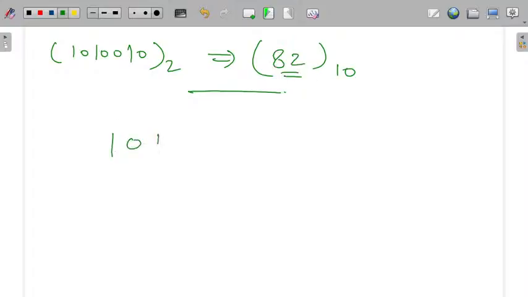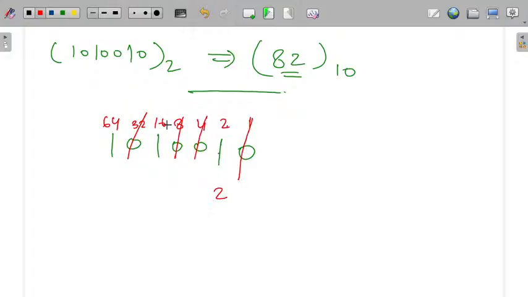Let's see, 1 0 1 0 0 1 0, and it should start from 1, 2, 4, 8, 16, 32, and 64. So wherever the 0s are, you have to cut that. Now 2 ones are 2, here 16, and then 64. 64 plus 16 will be 80, plus 2, 82.